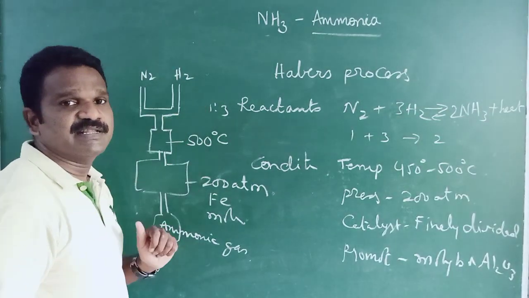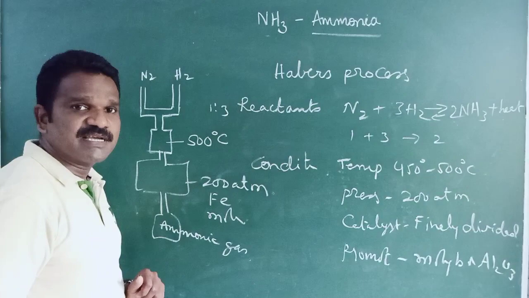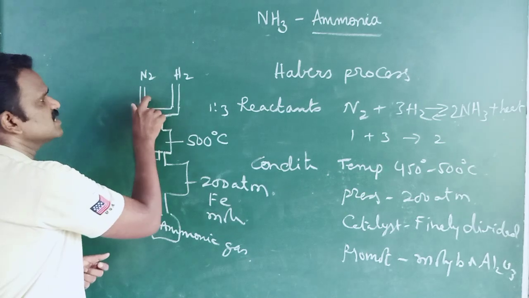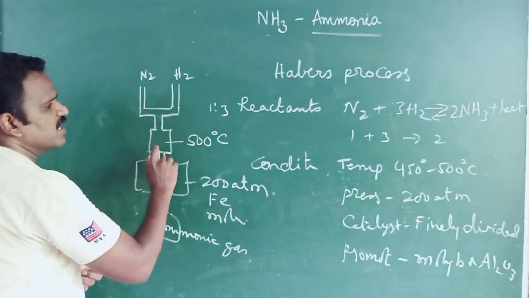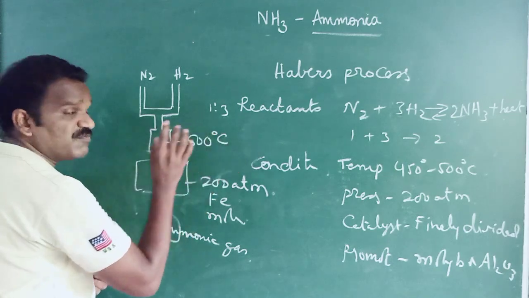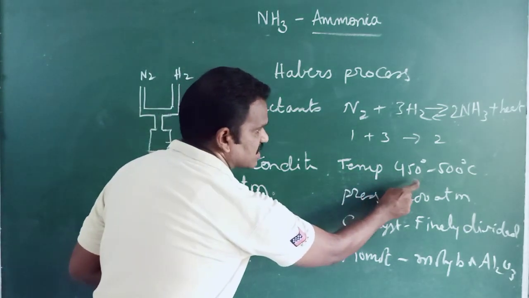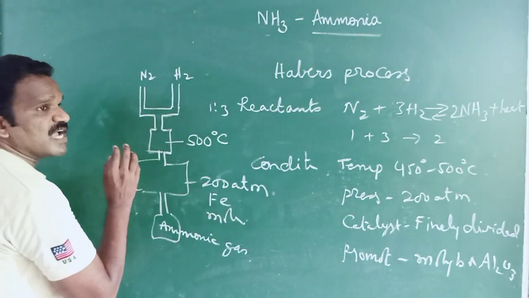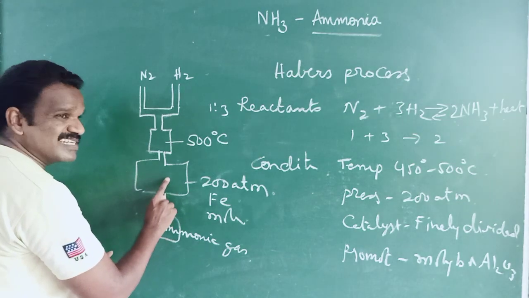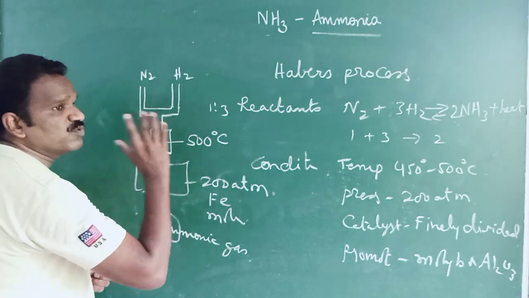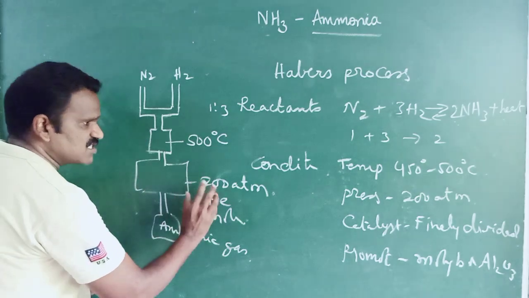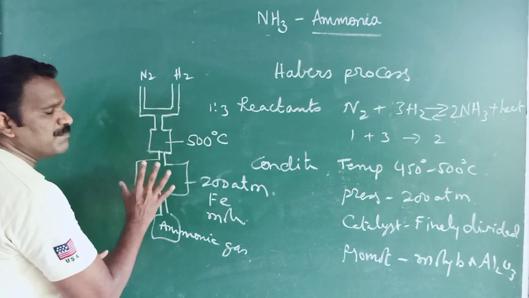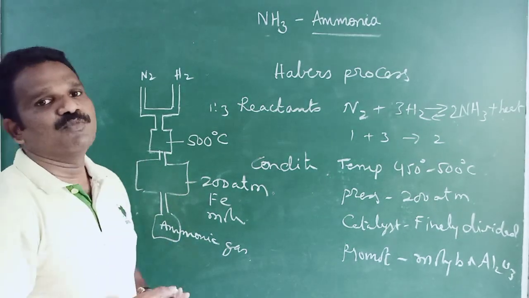So in the lab, how do we get nitrogen and hydrogen? Nitrogen we get from the air by fractional distillation. Hydrogen we can collect by water gas or natural gas. We pump this nitrogen and hydrogen and take it to a chamber maintained at a temperature of 500 degrees centigrade, because the condition is 450 to 500. At the catalytic chamber, we maintain a pressure of 200 atmospheric pressure, with a catalyst of finely divided iron, and the promoter is molybdenum. Because of this compression, we get ammonia.